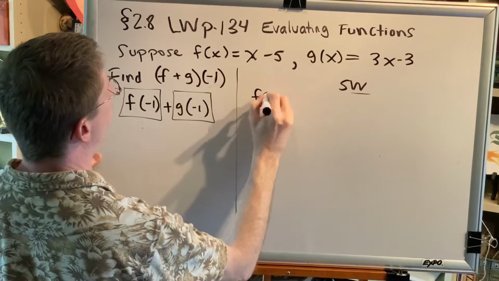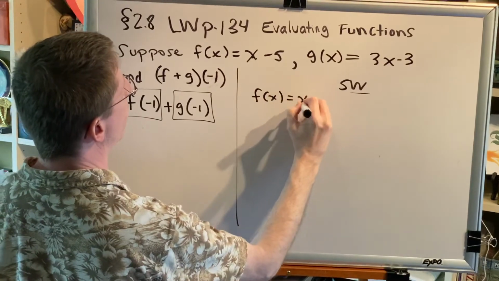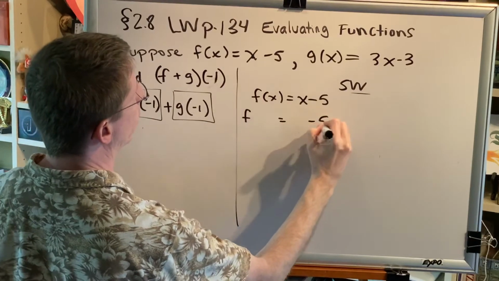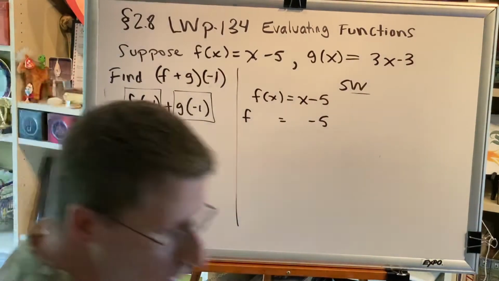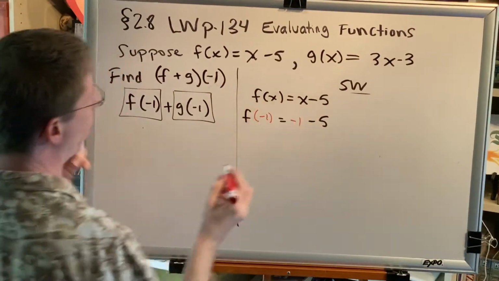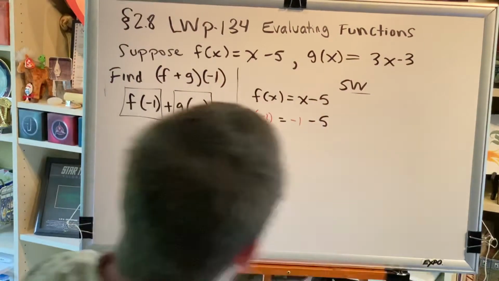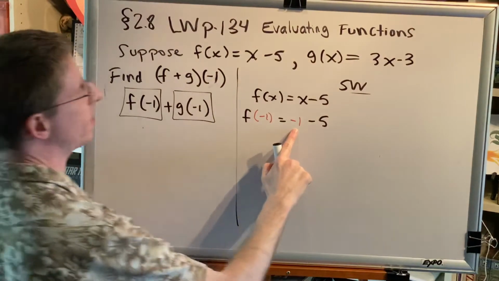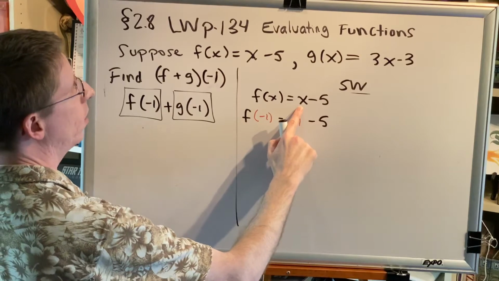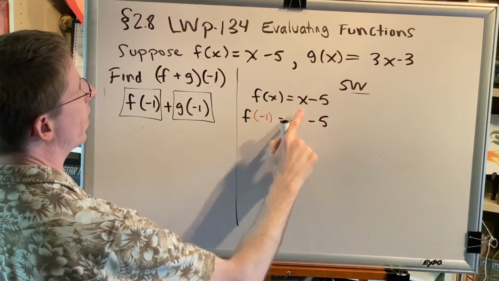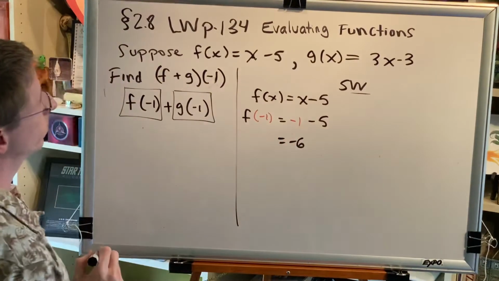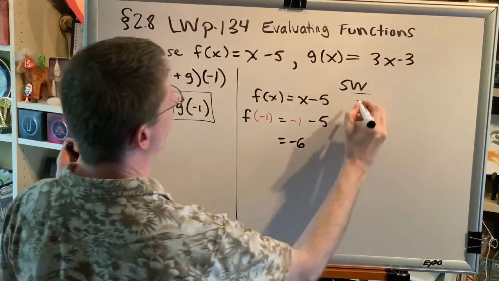We know that f of x is equal to x subtract 5. Therefore, f of negative 1 would be negative 1 subtract 5. Notice that I'm not using the parentheses here like I did in the previous problem because the x does not have a multiplier, it's not being subtracted, and it doesn't have an exponent. So I get -6.